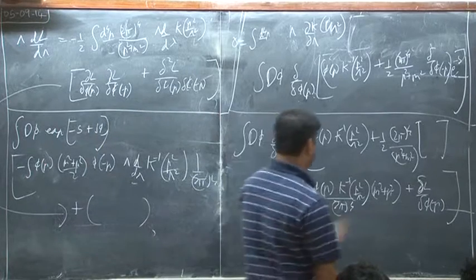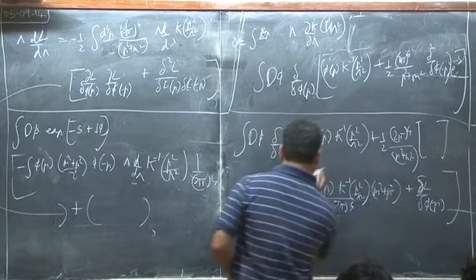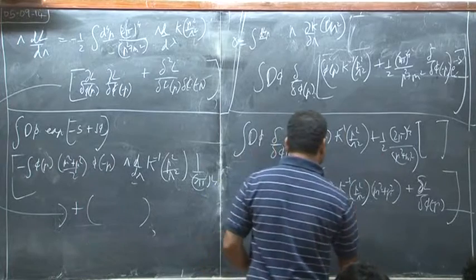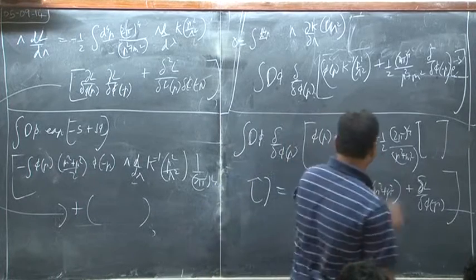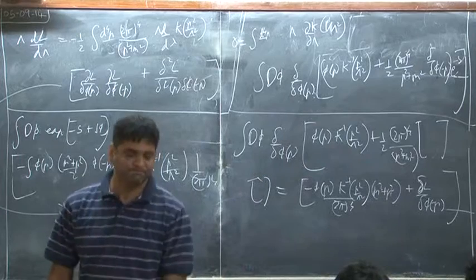Why did I get the factor of half? Because it was a half. Oh, so you take 2, so the half. Yes, you're right. This is just minus; that half is just there. You're right. Thank you.